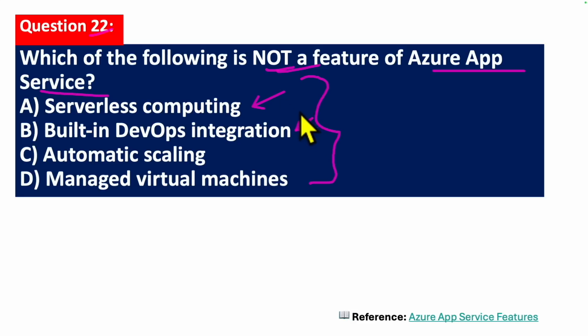The next is built-in DevOps integration. That is also a feature because Azure App Service offers seamless integration with Azure DevOps, GitHub, and other CI/CD tools, facilitating continuous deployment and development. Third is automatic scaling. Again, automatic scaling is also a built-in feature because Azure App Service can automatically scale up and down based on traffic, thus ensuring optimal performance and cost efficiency.